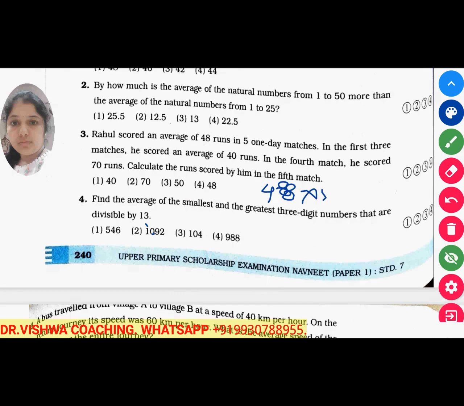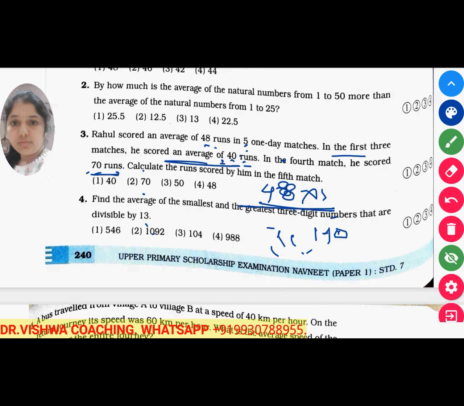Now what you have to do? You have to add this 40 multiplied by 3, which is 120, plus this 70 which he scored in the fourth match, so it becomes 190, and 48 multiplied by 5 is 200 plus 40, so 240. Now you just subtract this 190 from 240, so you will get the runs scored by him in the fifth match, which is 50 runs. Okay, so this is the way to calculate the average of the given numbers.